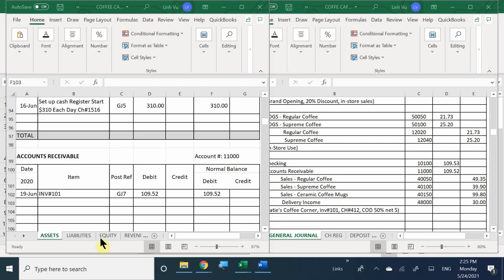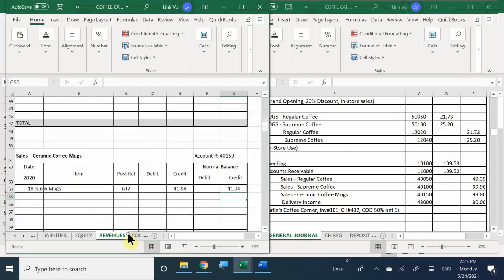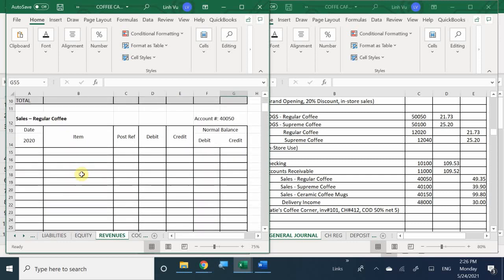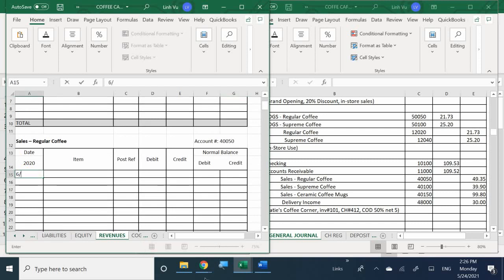Then I went to sales. Revenues. Okay. So this is, once again, us selling the pounds of coffee, so they're separate. How many pounds did you sell? 15. And I just put invoice 101 and GJ7 for the post reference. Okay. And a credit for $49.35. Yeah.